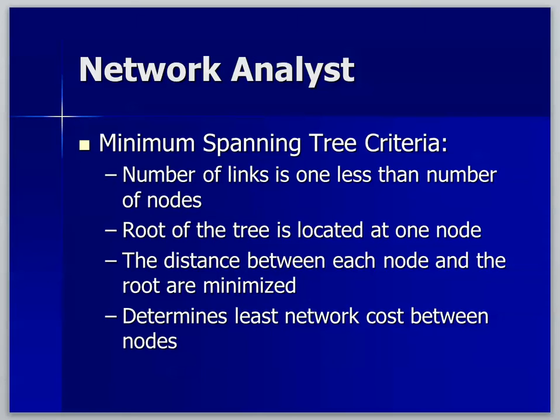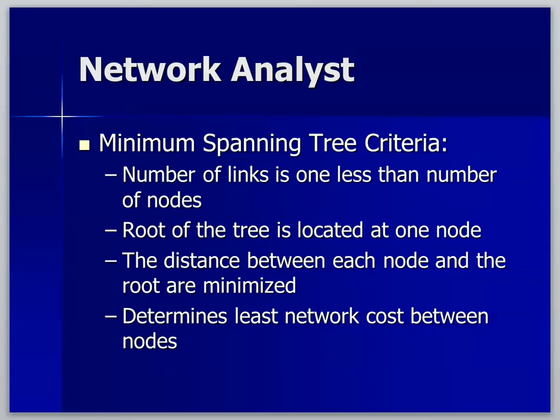Well, how does it all work? Let's look at the minimum spanning tree criteria. A minimum spanning tree is just trying to figure out how you get from point A to point B. For starters, the number of links is one less than the number of nodes. So here again, we're bringing up these nodes. You're going to see that, just the way it works out mathematically, the number of links versus the total number of those points of connectivity is one less.